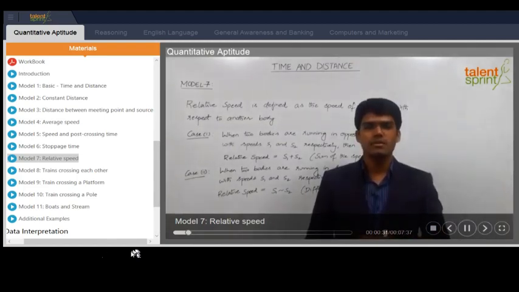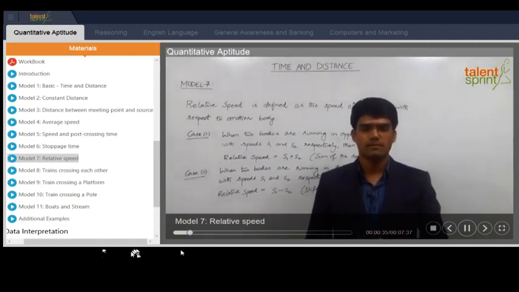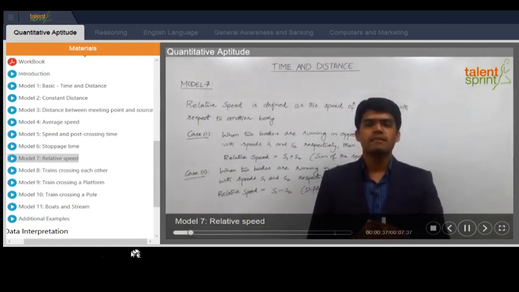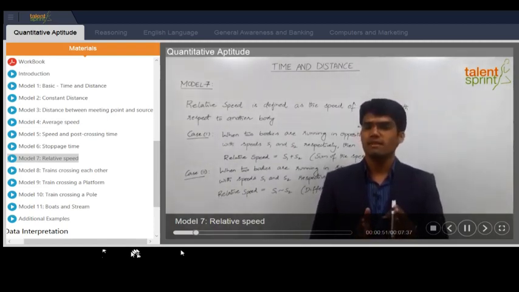Let us assume that you are sitting in a train which is running at the speed of 80 kilometers per hour. If there is another train which is also running at the same speed, that is 80 kilometers per hour, in the same direction, parallel to your train, then you find that the other train appears to be stationary with respect to your train. So we can say that the speed of the second train with respect to your train is 0 kilometers per hour.